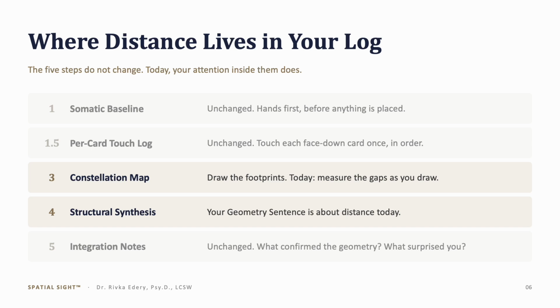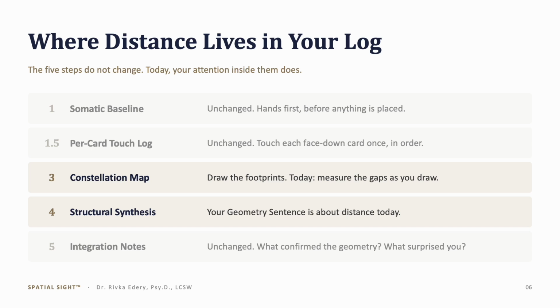So, here is where distance lives today. Step 1, the somatic baseline, unchanged. Hands first, settle, and record what is in your hands before anything is placed. Step 1.5, the per card touch log, unchanged. Touch each face down card once in the order you placed it and write what arrives. Step 3, the constellation map. This is where today's work concentrates.